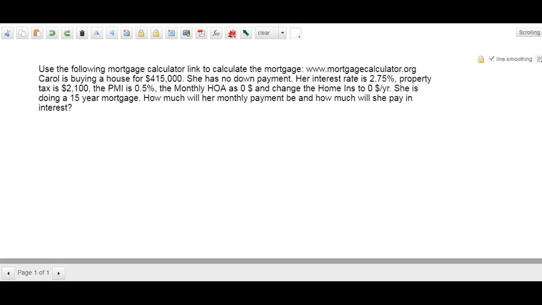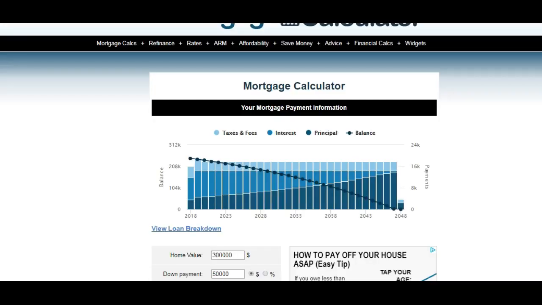So the situation is Carol is buying a house for $415,000. She has no down payment. Interest rate is 2.75%. Property tax is $2,100. PMI is 0.5%. Monthly HOA is 0. And home insurance is 0. She's also doing a 15-year mortgage. So a lot of information to plug in. Once we plug it in to the calculator, we need to find the monthly payment and how much she will pay in interest. So here's the mortgage calculator website.